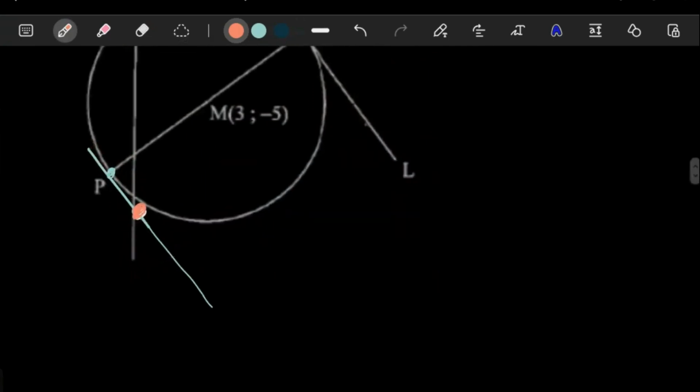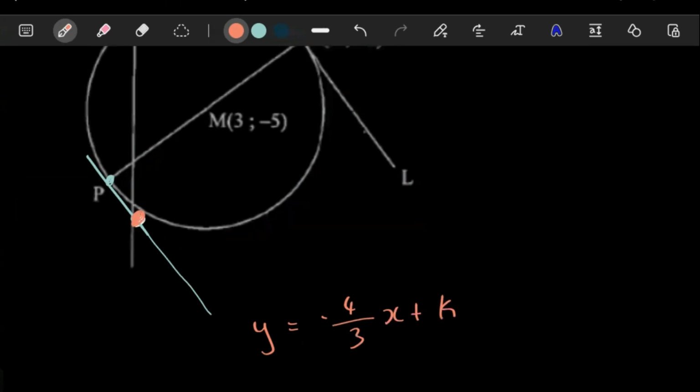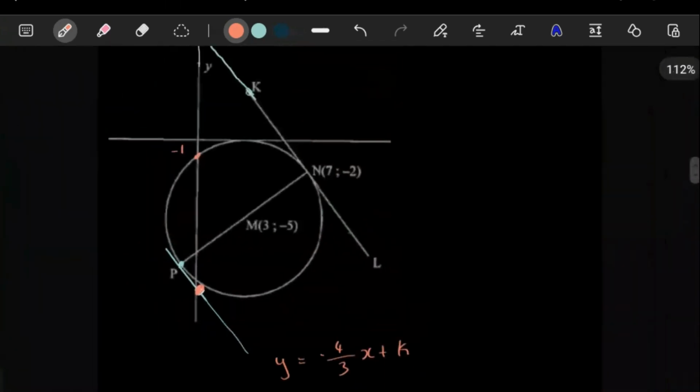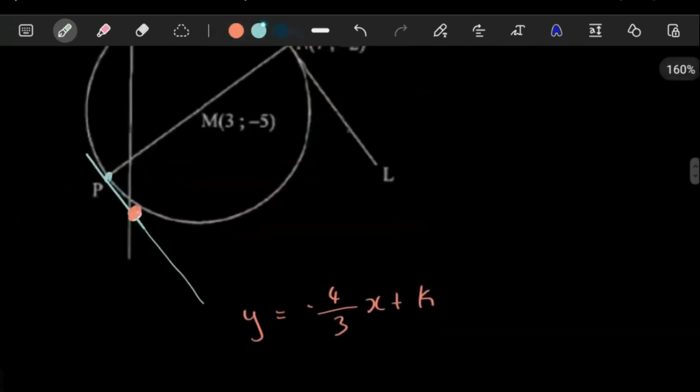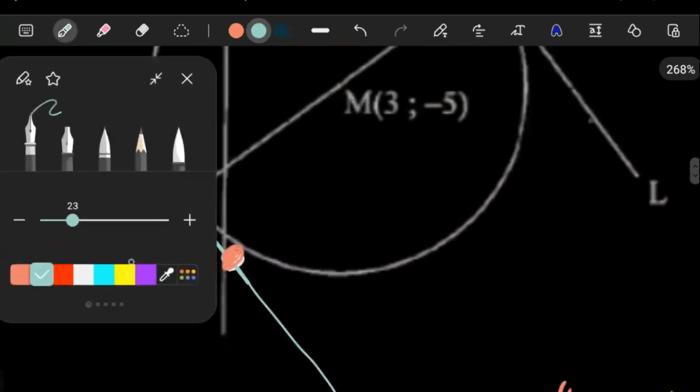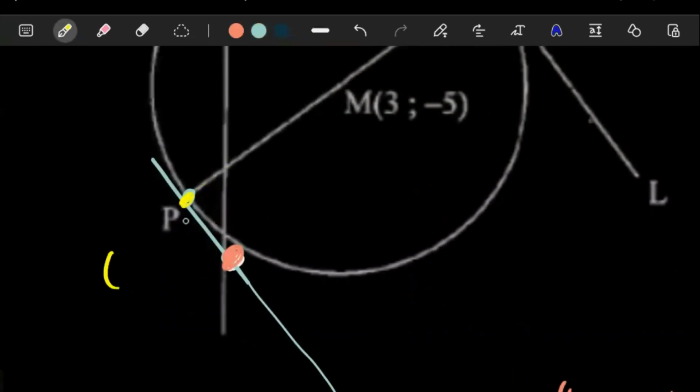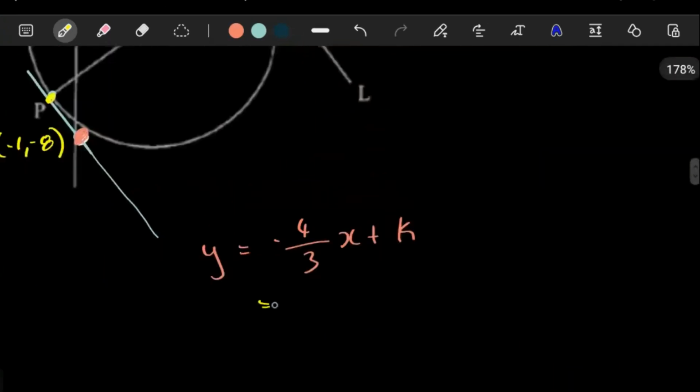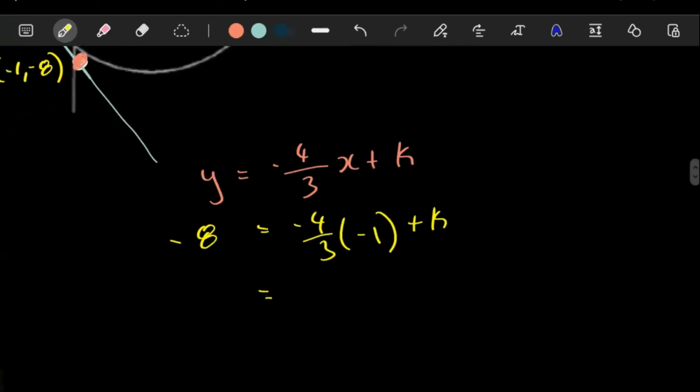A line like this one will have a gradient of -4/3. Reason being, it will be parallel to this side over here. To get this y-intercept, fortunately, we need a coordinate that the graph passes through. The graph passes through this point. It's -1 and -8. We got that nicely. So y value, we're going to make it -8. X value, we're going to make that -1. Let's see what the other k value would need to be.